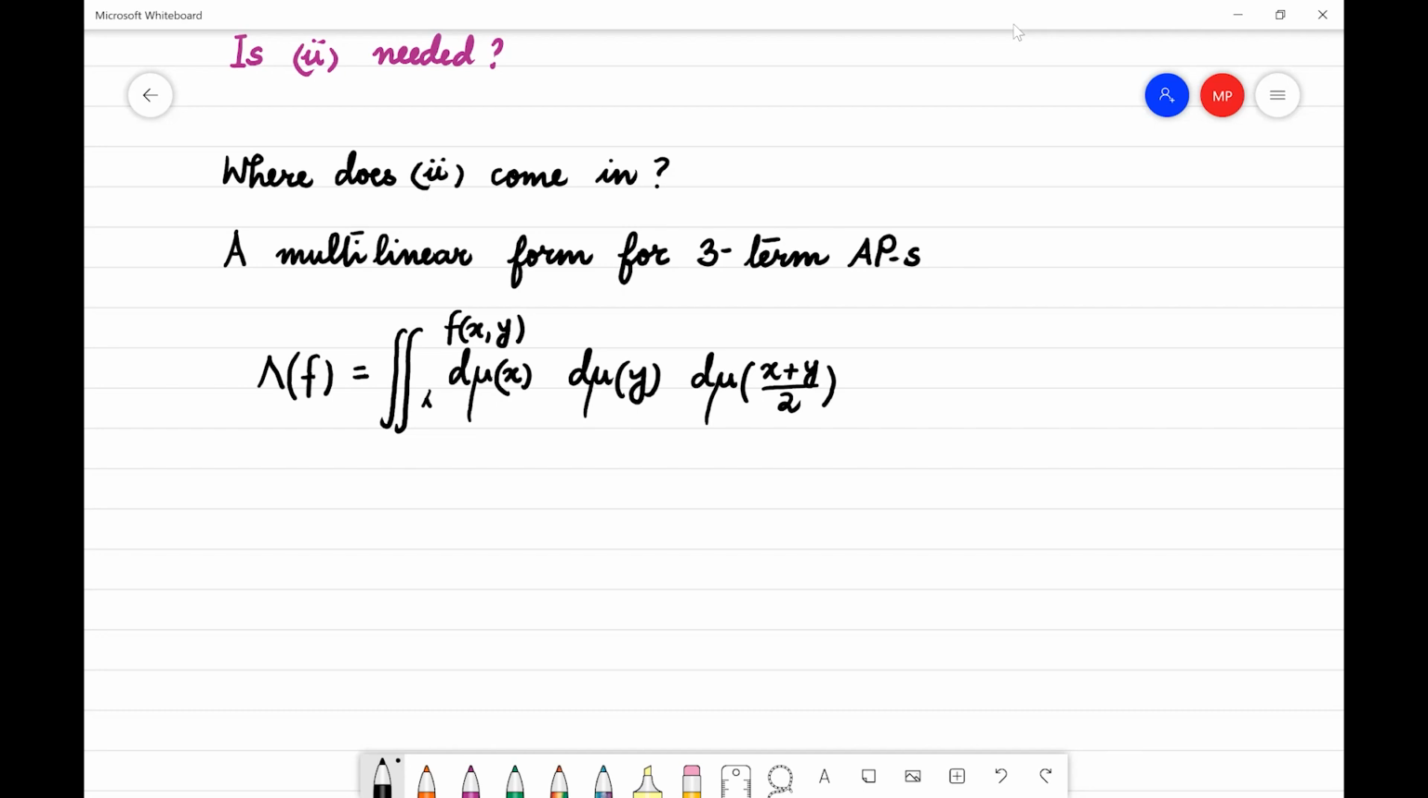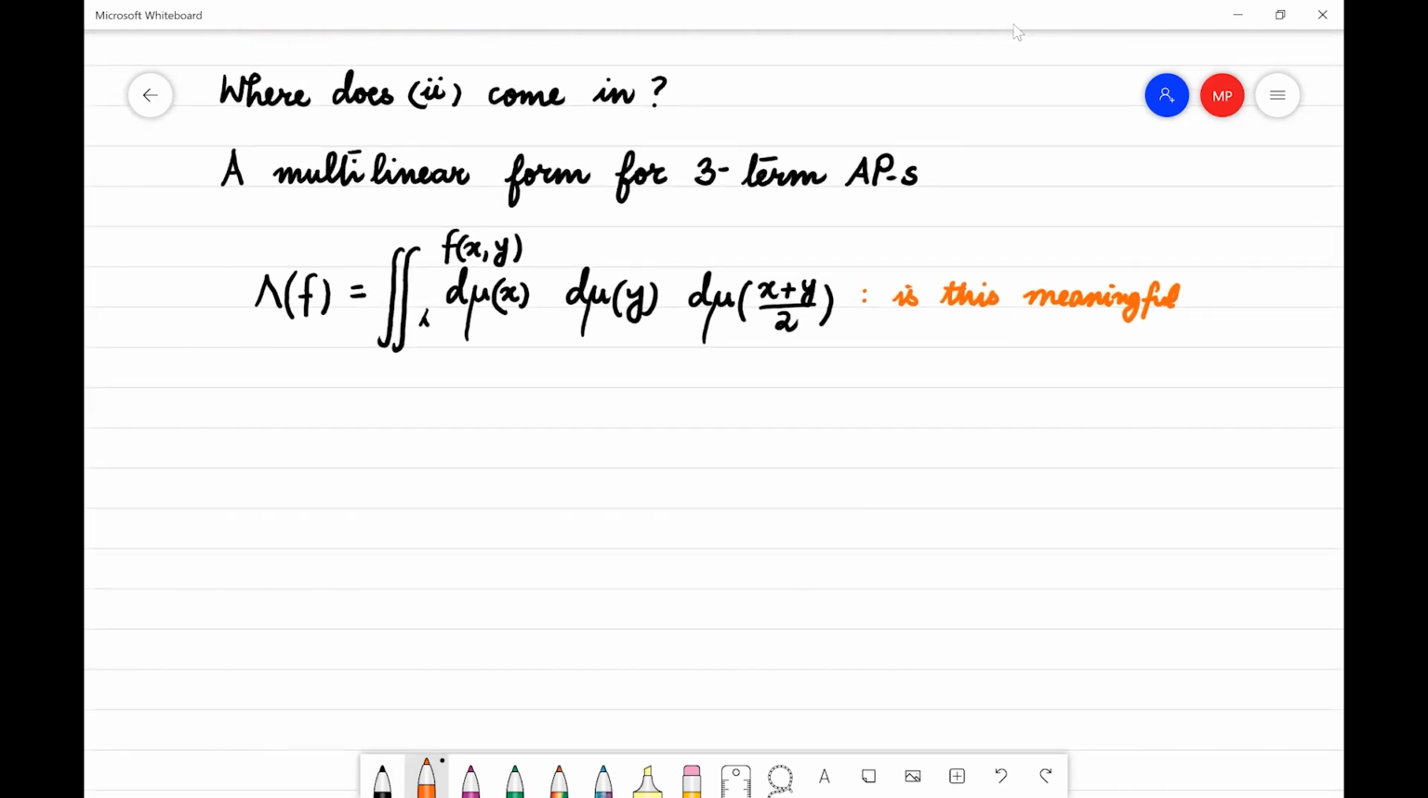You see, right now, I haven't said anything about whether this is meaningful. So what exactly does this mean? Just because I wrote down a bunch of integrals doesn't mean that it converges. But something to note is that if mu was an absolutely continuous measure, and if lambda was non-zero, that would signal the presence of 3-term APs in the support of mu.